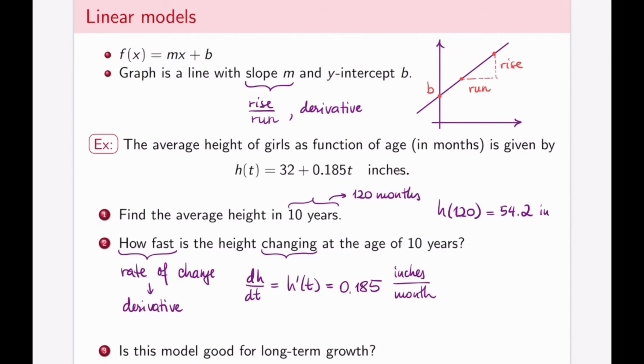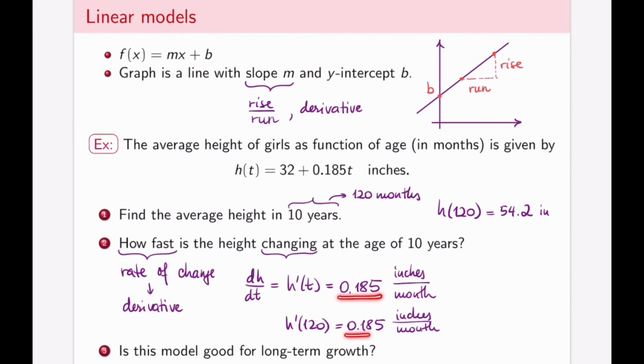So we notice that the rate of change here is a constant. So when I want to plug in 10 years or 120 months from the birth of the child, I'm going to get the same exact number of 0.185 inches per month. Now this is one of the defining properties of a line. No matter what 2 points I pick on the line, the slope or the rise over run is going to be exactly the same. Whether I pick these 2 points or I pick these 2 points, the values for the rise and run will change, but their ratio or the slope will remain the same.